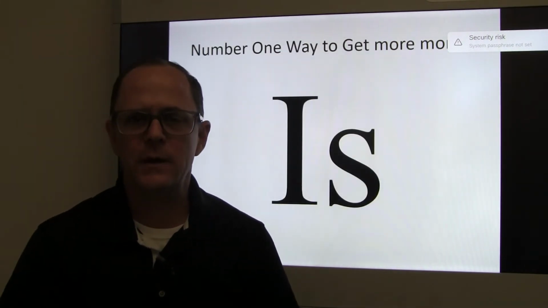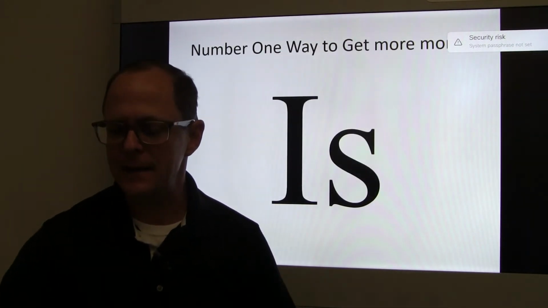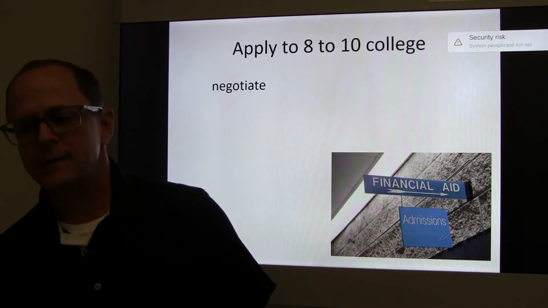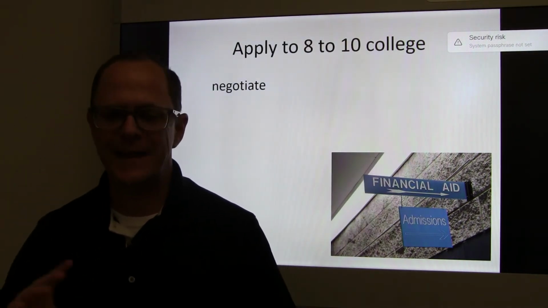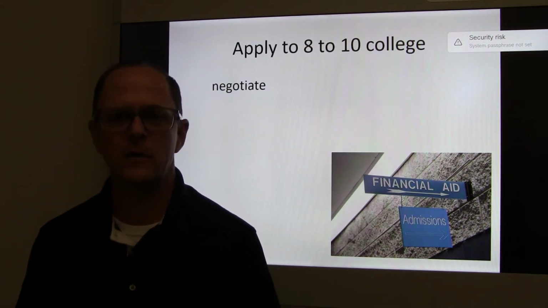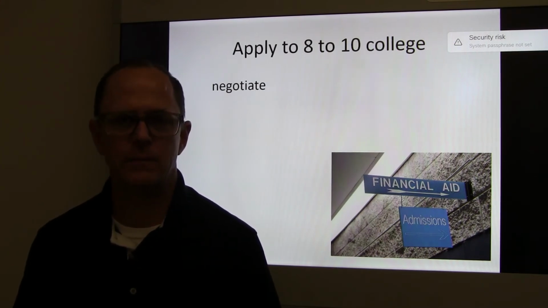You're waiting for this one. The number one way to get more money is apply to 6 to 12 colleges, 8 to 10 is kind of the sweet spot in the middle, and then negotiate with a college.